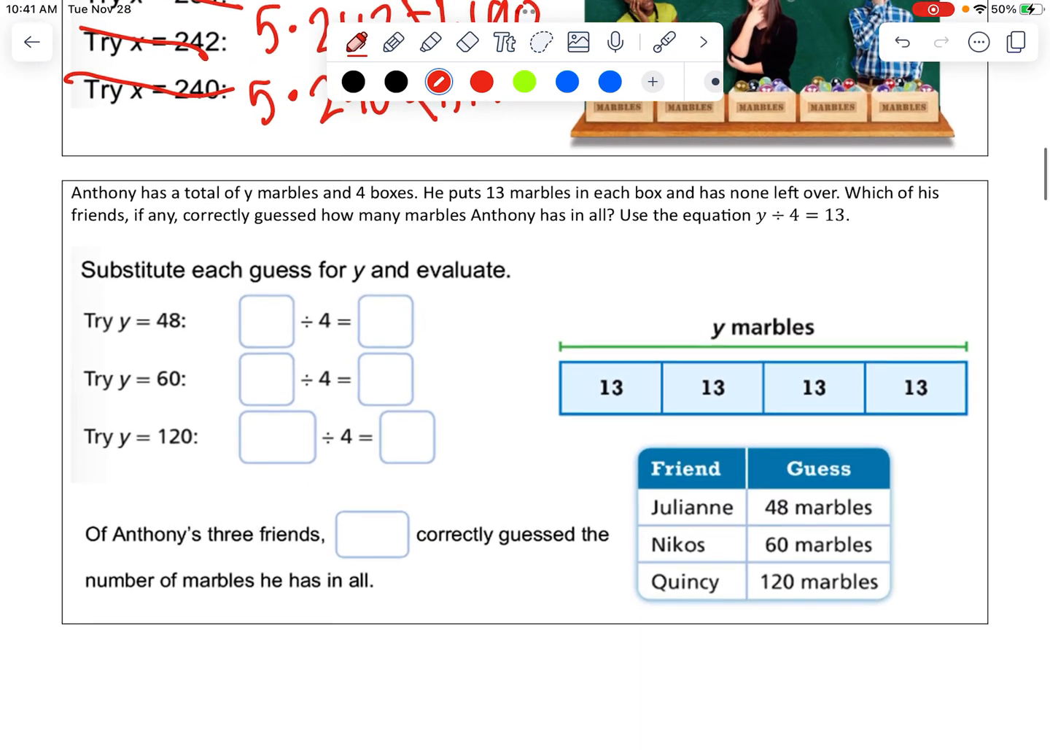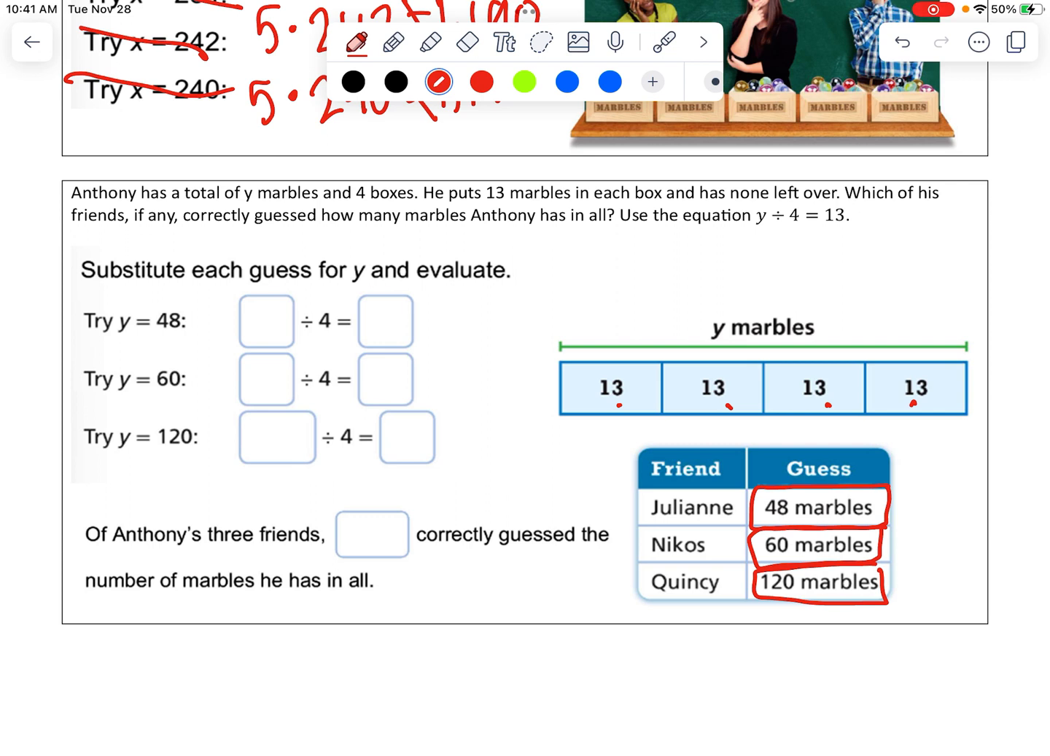Last question. Anthony has a total of Y marbles in 4 boxes. He puts 13 marbles in each box and has none left over. Which of his friends, if any, correctly guessed how many marbles Anthony has in all? Use the equation Y divided by 4 equals 13. So one of his friends thinks 48 marbles, one friend thinks 60 marbles, and one friend thinks 120 marbles. So there's 4 boxes, and each of them have 13 marbles in them.